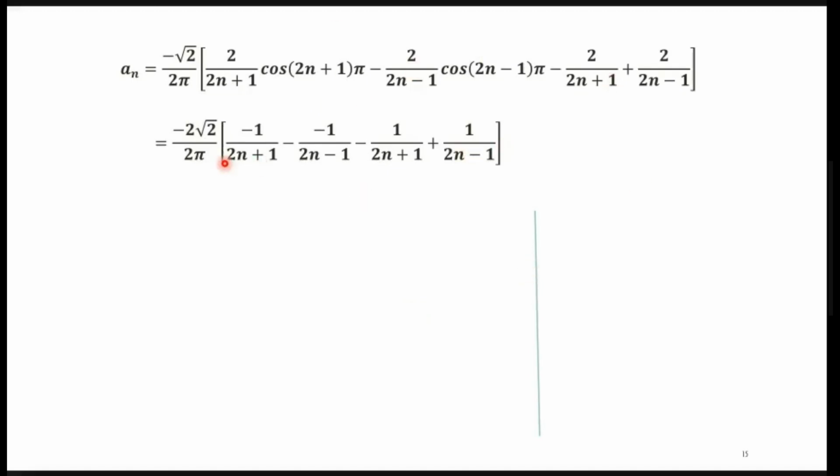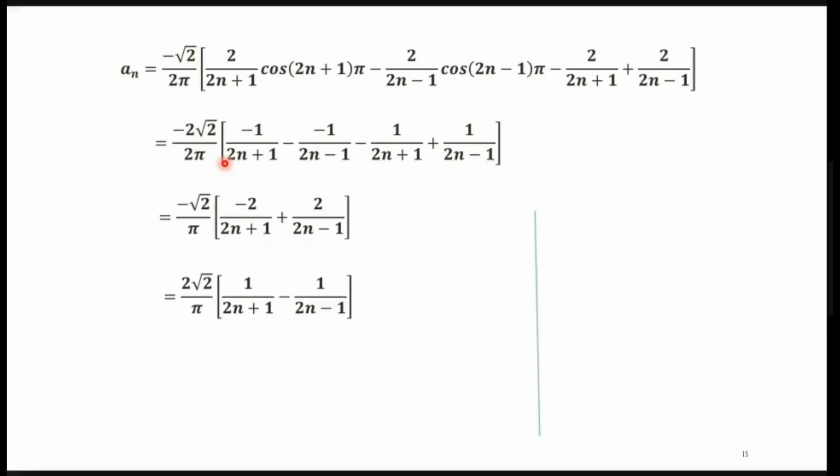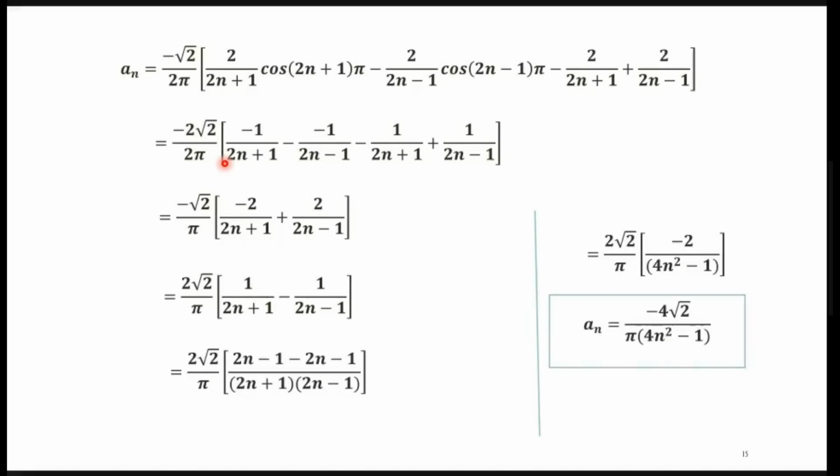You can take 2 also common and then simplify this. When we simplify, okay, we will get minus 4 root 2 by pi into 4n square minus 1. When we simplify, it's only a simplification part. यहाँ से हमें 2 बाहर निकालना है, फिर दोनों को कंबाइन करना है और फिर से 2 बाहर निकालना है, क्रॉस मल्टीप्लाई करके सिंप्लीफाई करना है.